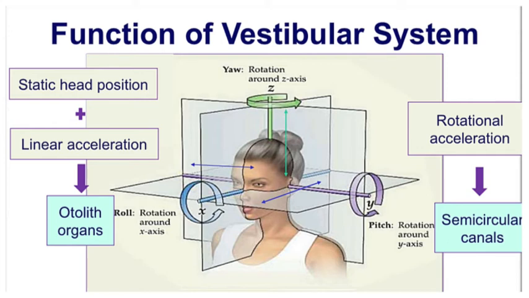So we can have rotation around the z-axis, or a yaw motion. We can have rotation around the x-axis, or the roll, or we can have rotation around the y-axis, which is pitch. This is the classic pitch, roll, and yaw that happens in an airplane, for example.